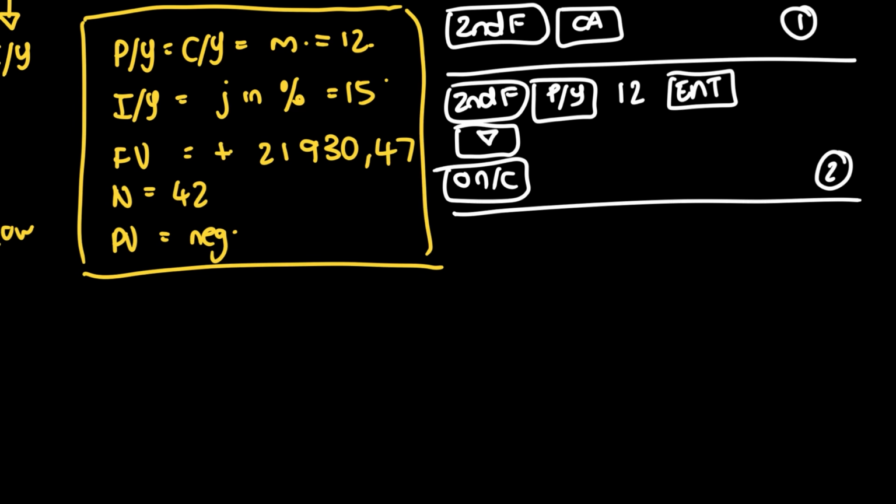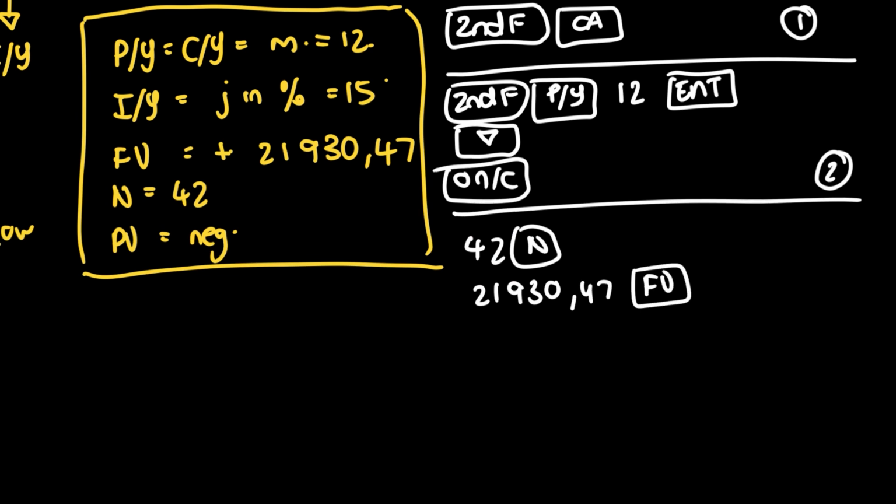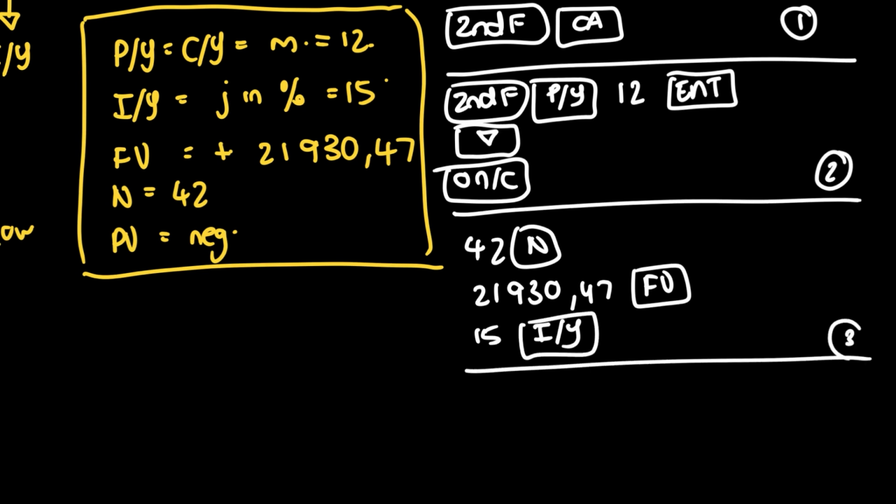So stage 1 is clearing your data, particularly your cash flows, your PYs and your CYs and all that kind of stuff. Stage 2 is entering your compounding periods. Stage 3 is entering everything else that you know. And it doesn't have to be in a specific order. You can just put it in as you have it. So I'm going to put in 42 N first. Then I'm going to put in the positive 21930.47 future value. And then the 15 I/Y. So that's like my stage 3, just put in everything else. Stage 4 is asking it to compute a value. So compute PV.